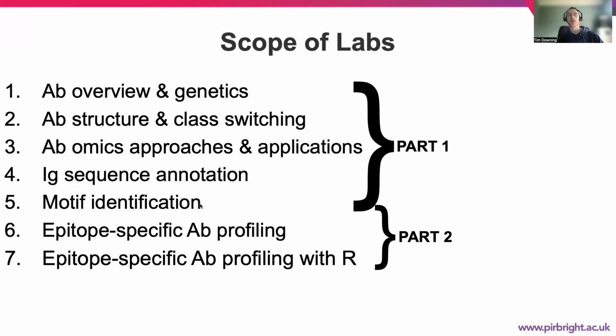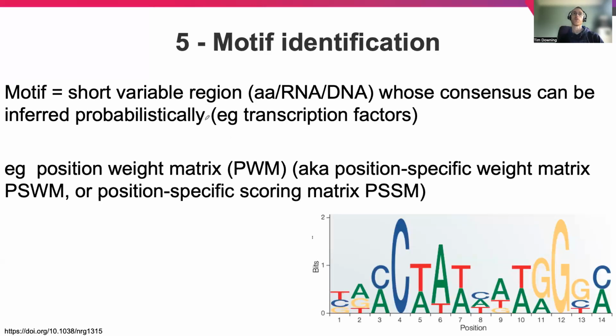So this is video 6 in our course G05 on antibody analysis, where we're looking at motif identification. For motifs, we're looking at short variable sequences of amino acids, RNA, or DNA, from which a consensus can be inferred probabilistically because we have a set of sequences with multiple entries at each particular position. Sometimes this calculates what's known as a position weight matrix, PWM, also known as a position-specific scoring matrix, PSSM, or position-specific weight matrix, PSWM.